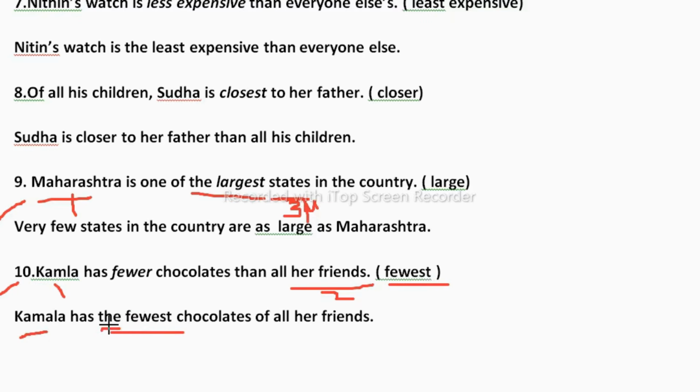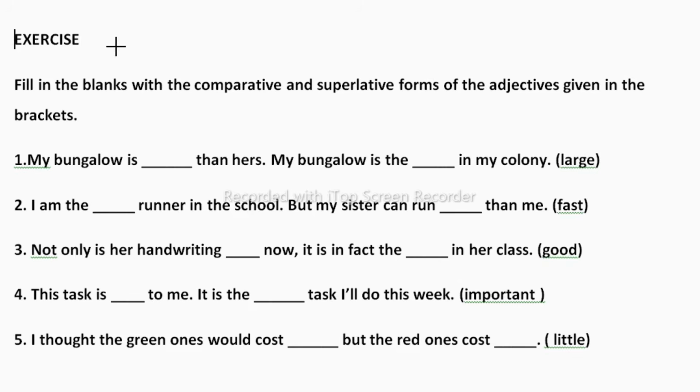So Kamla has the fewest chocolates of all her friends. So here we have to use the superlative. The next exercise: fill in the blanks with the comparative and superlative degree. Here you have to use the adjective which they have given here.